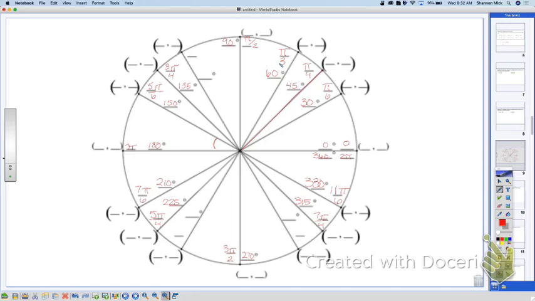So we're 60 degrees away from 180. It's going to be what degrees? 120. And we're 1 less than a whole pi, so 2 pi over 3. I want you to do the last 2 quadrants on your own.